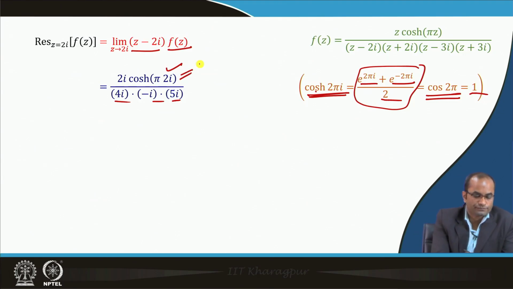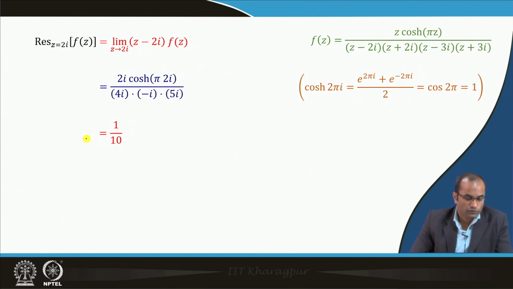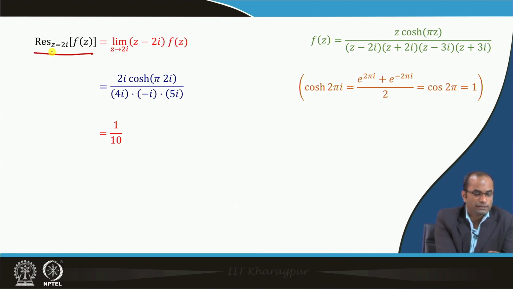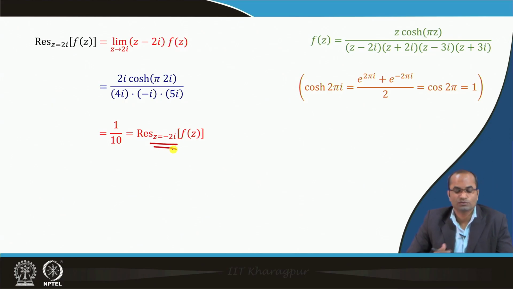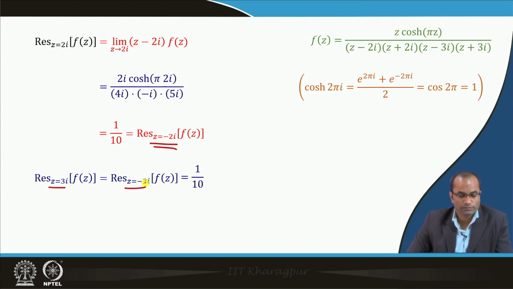So, this is 1 there, into the 2i. And then here also the i gets cancelled. So, finally, we are getting 1 over 10. The residue at z equal to 2i is 1 over 10, and we can observe that if we compute the residue at z equal to minus 2i also, it comes to the same number, 1 over 10. And if we compute z equal to 3i or z equal to minus 3i, they both also come out exactly equal to 1 over 10. So, at all these simple poles, the residue is 1 over 10.